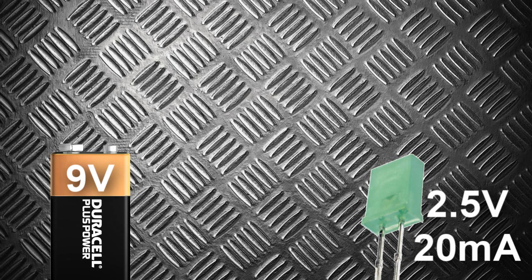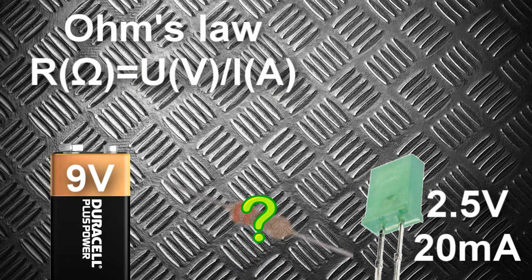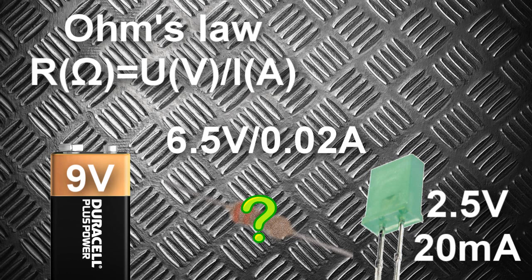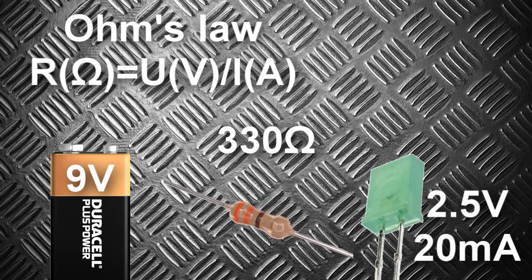In order to use Ohm's law to calculate the resistor to set that voltage to 2.5 volts, we need to subtract that 2.5 volt from that 9 volt source, resulting in an answer of 6.5 volt. All that is left for us to do is divide the 6.5 volt by the 20 milliamps, or 0.02 amps. And you get a resistor with the value of 325 ohms. This isn't really a standard value, so in this case, the resistor you'll use is 330 ohms.